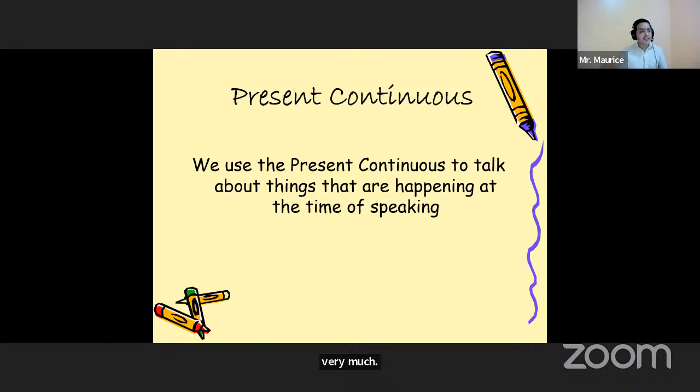The present continuous is a tense that we use to describe any action that is happening at the time of speaking. ¿Ok? Vamos a utilizar este tiempo para describir cualquier actividad que suceda al momento de hablar. En otras palabras, actividades que se desarrollan ahora, en este momento. ¿Ok? En este momento. El profesor está hablando, los estudiantes están escuchando.